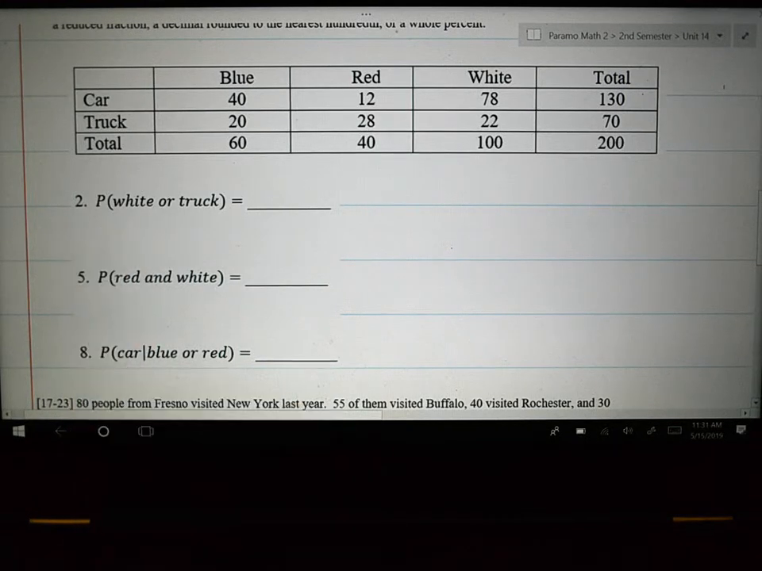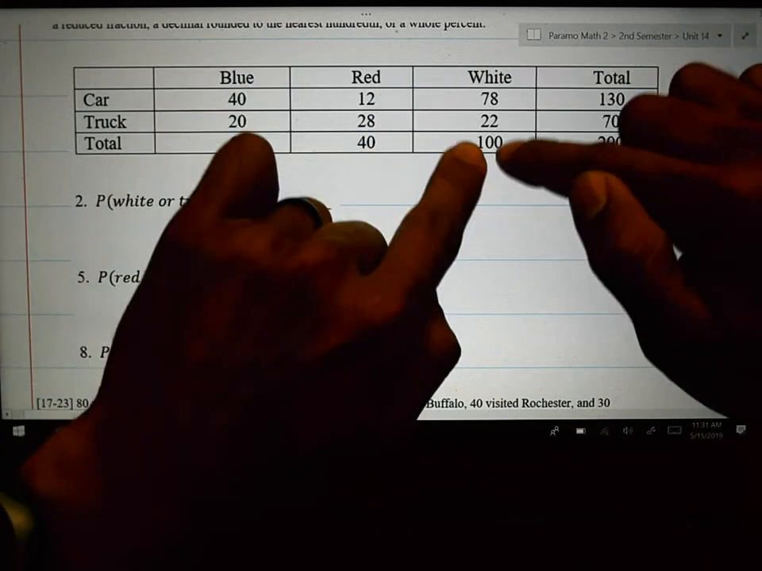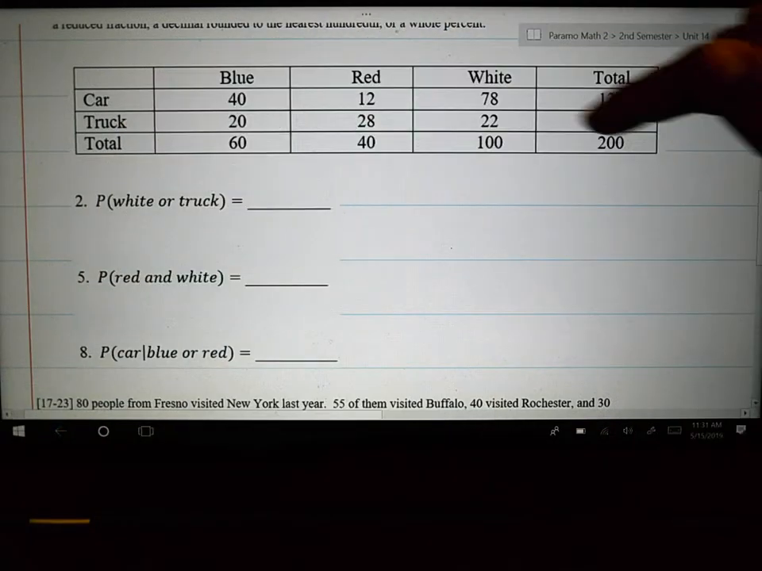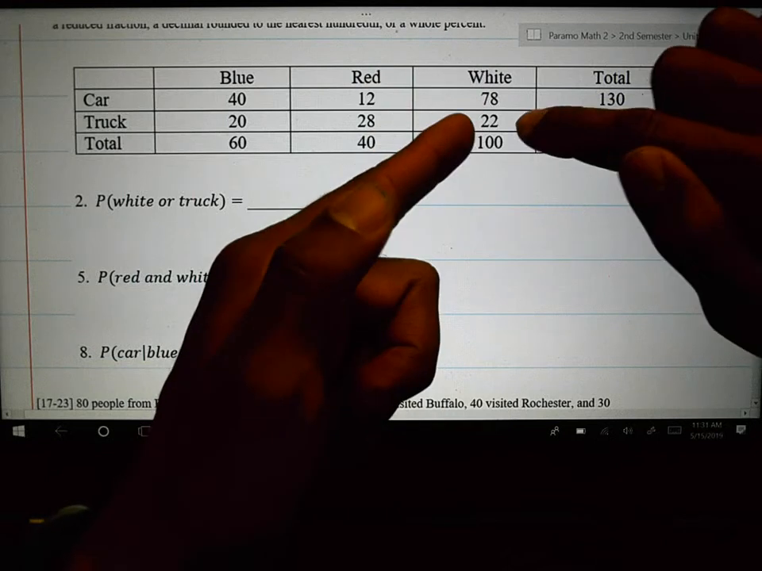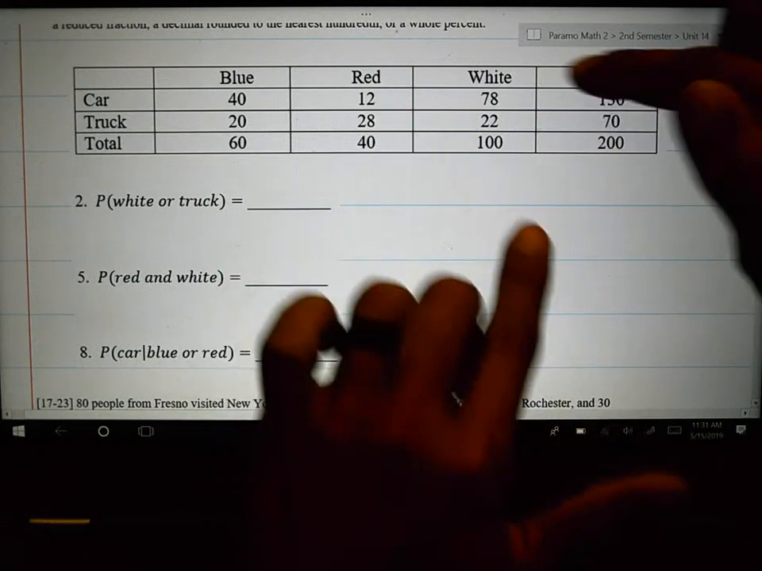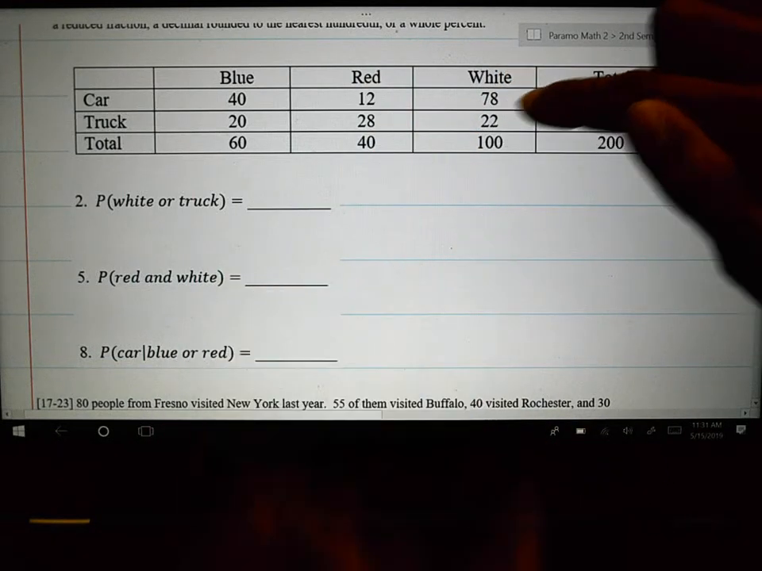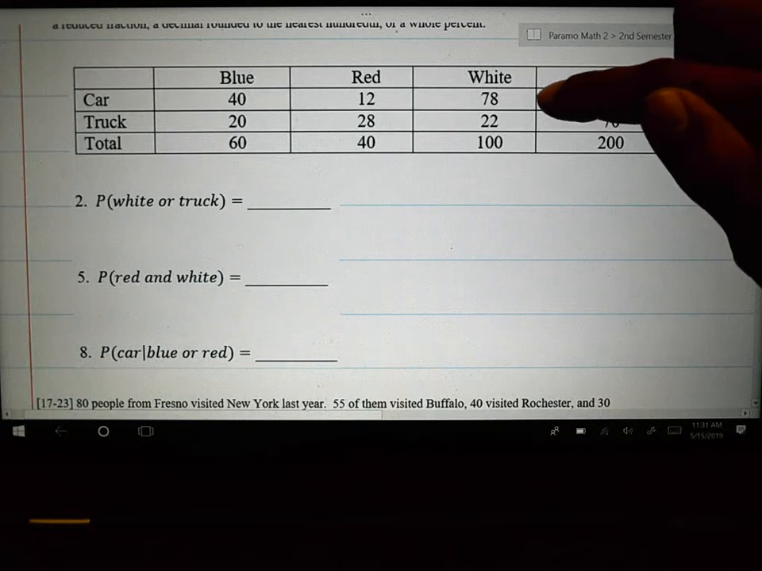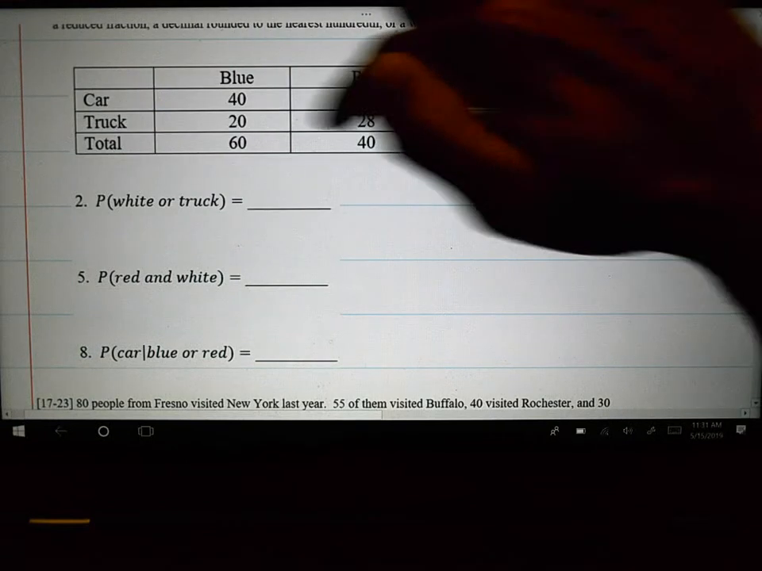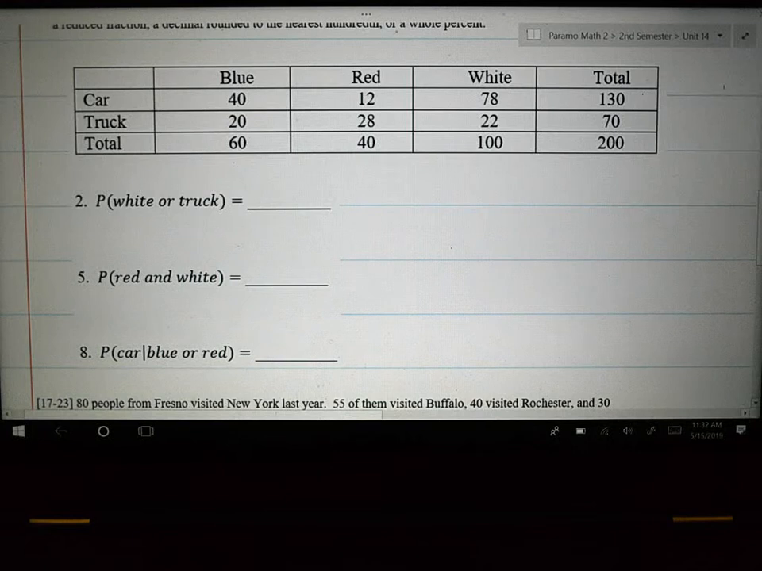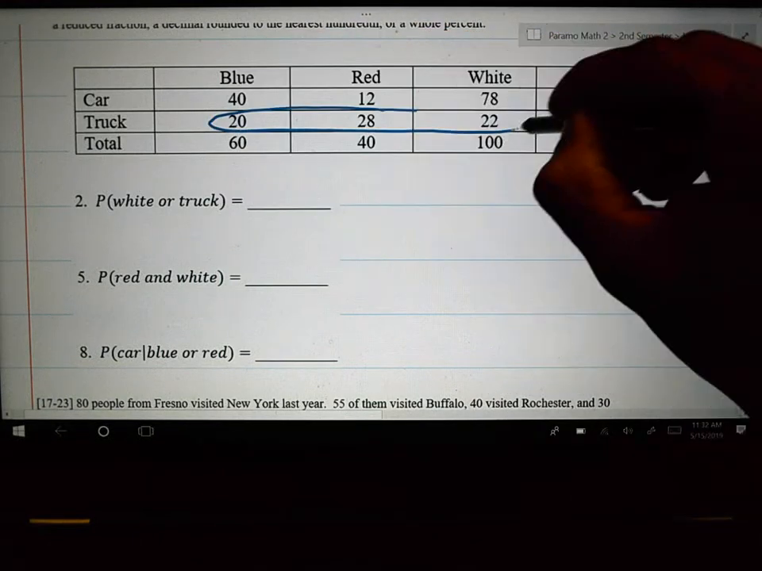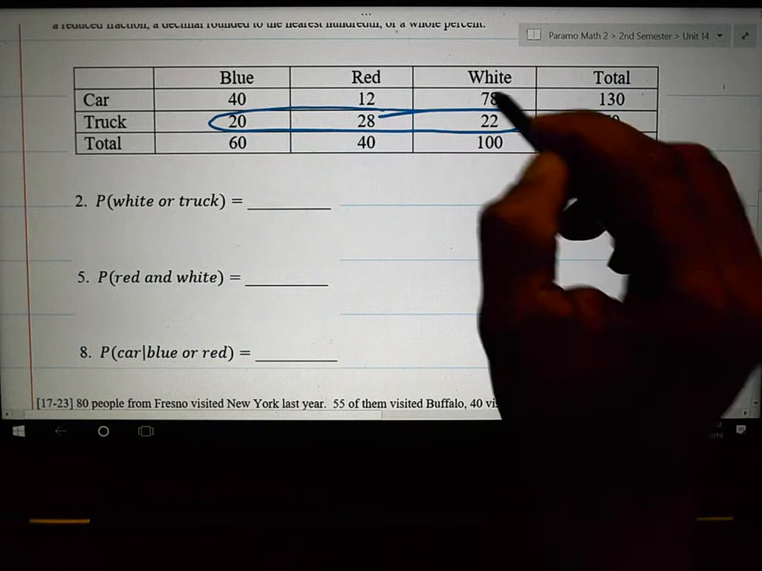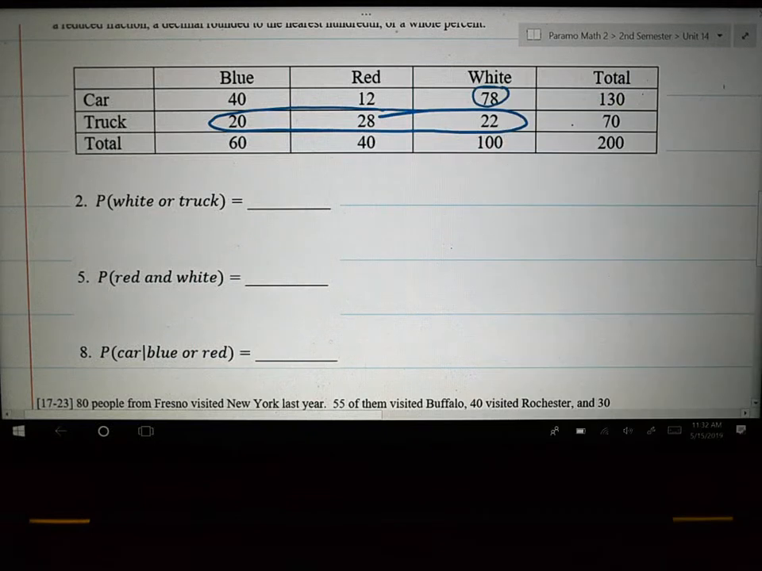White or truck? How many are white? 100. How many are trucks? 70, but don't add them together because then you're adding the 22 twice. What I do is I usually pick the number that's the easiest. Trucks has 1, 2, 3 things. That's 70. Here's all your trucks. Let me just circle that. That's a total of 70, plus how many others are white?